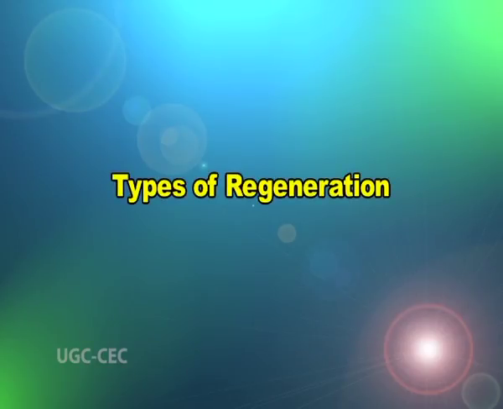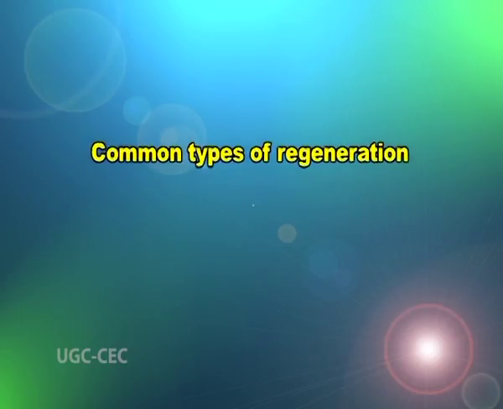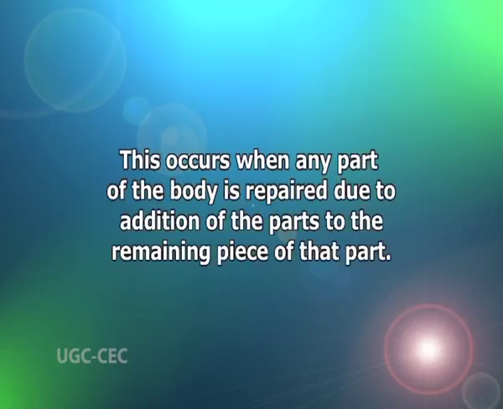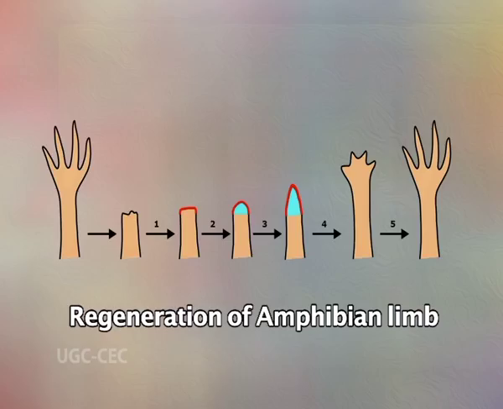Types of regeneration. Common types of regeneration include number 1, epimorphosis or epimorphic regeneration. This occurs when any part of the body is repaired due to addition of parts to the remaining piece of that part, as for example, regeneration of amphibian limb.